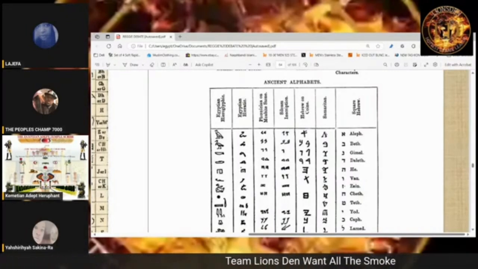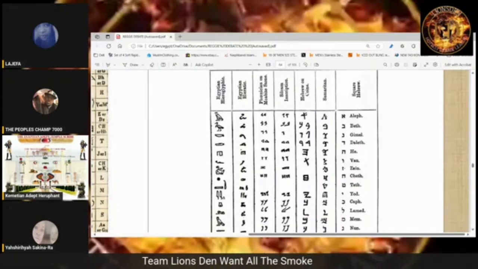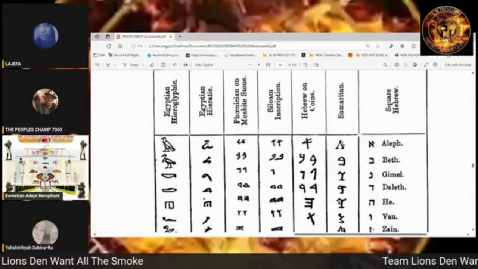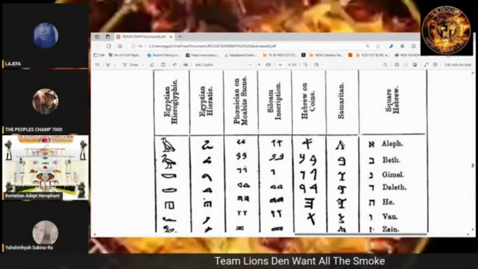And so that's what's going on with this language right here. Look at that. There it is again. Egyptian hieratic. And notice it says Phoenician, the Moabite stone, the Solon inscription, the Hebrew.